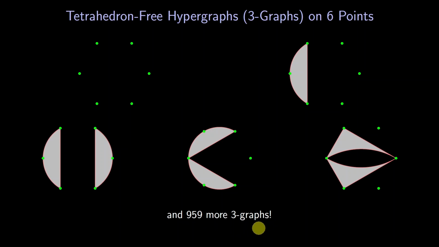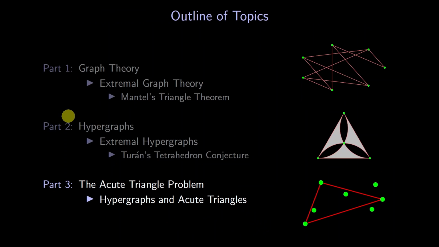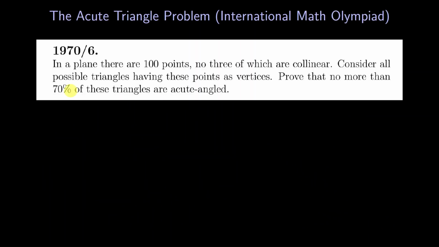Okay, that concludes our discussion of hypergraphs and Turán's tetrahedron conjecture. For our final step, let's see what these hypergraph results have to do with the acute triangle problem that we started with. Remember this problem from the International Math Olympiad?